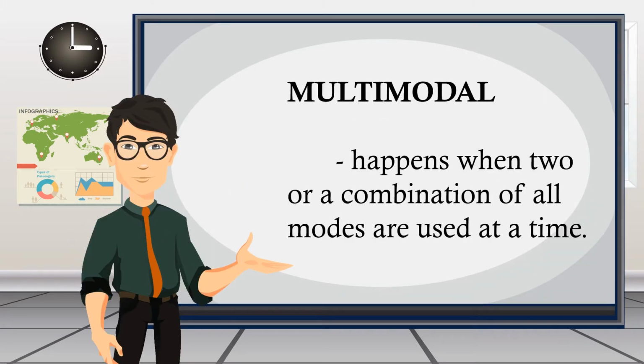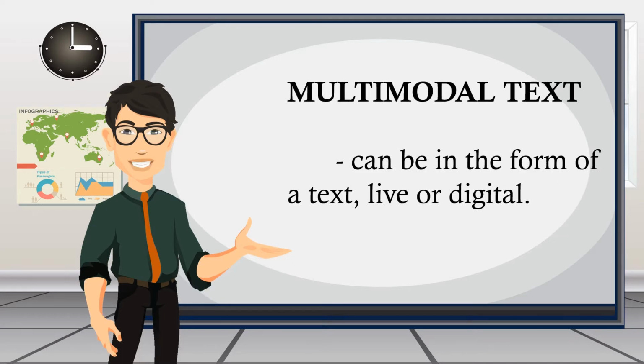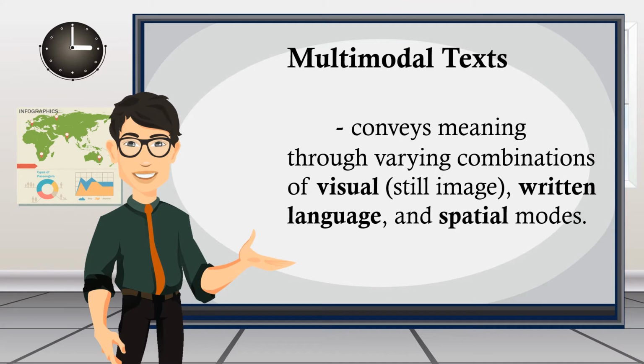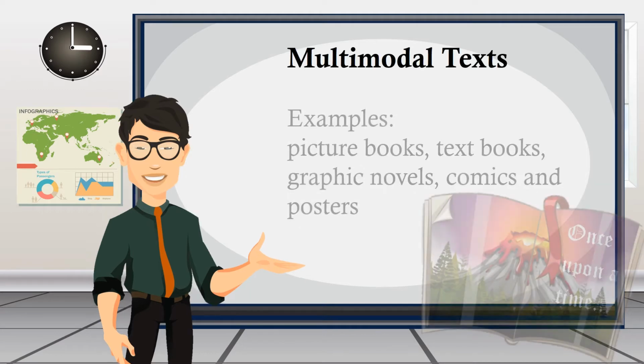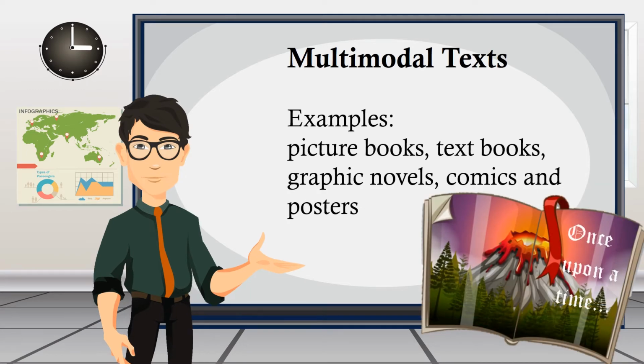Many texts are multimodal, where meaning is communicated through combinations of 2 or more modes at a time. Multimodal text can be in the form of a text, live, or digital. We'll take this one by one later. Moreover, it conveys meaning through varying combinations of visual or still images, written language, and spatial modes. Multimodal texts include picture books, textbooks, graphic novels, comics, and posters.